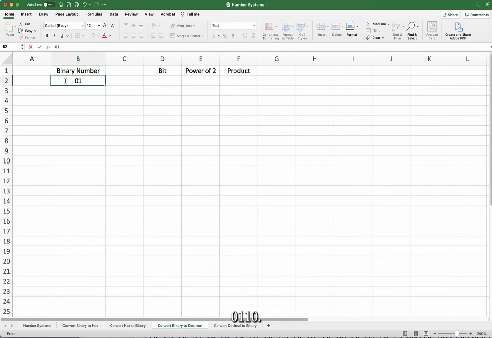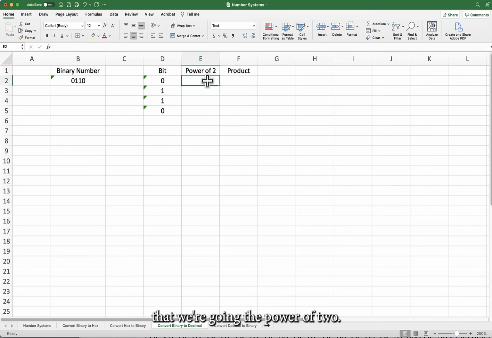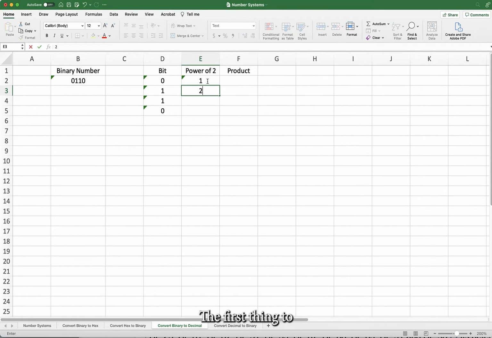So let's start out with 0, 1, 1, 0. What we're going to do is write this from left going downwards as 0, 1, 1, 0. Then we're going to get the powers of 2. Well, 2 to the 0 is a 1. 2 to the first is a 2. 2 to the second is a 4. And 2 to the third is 8.